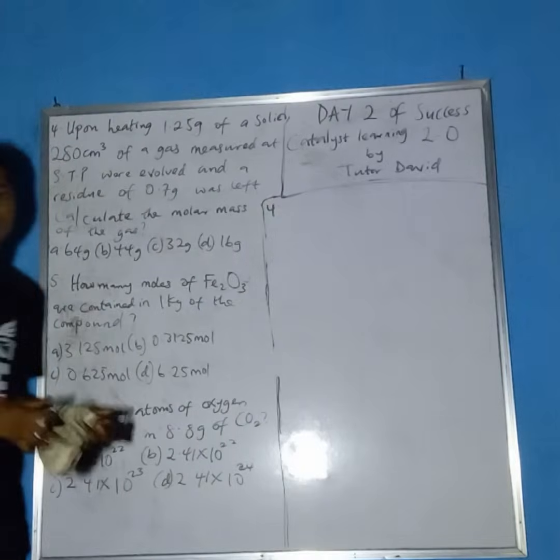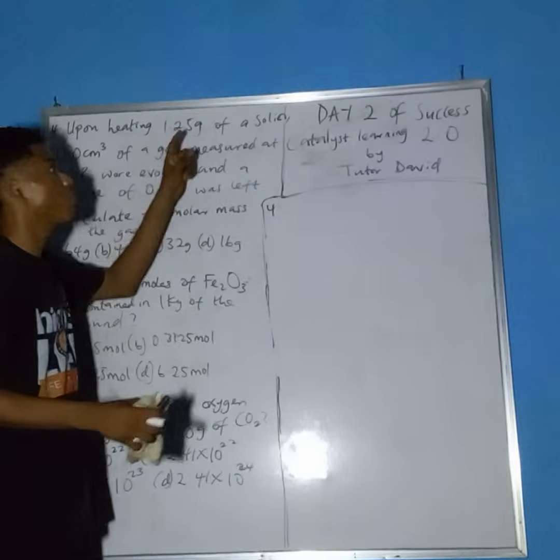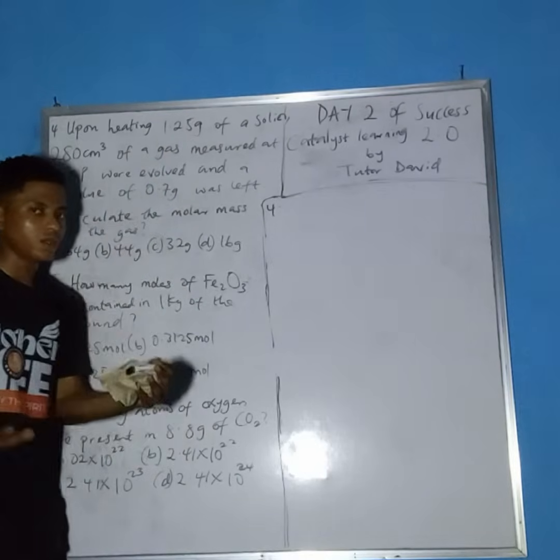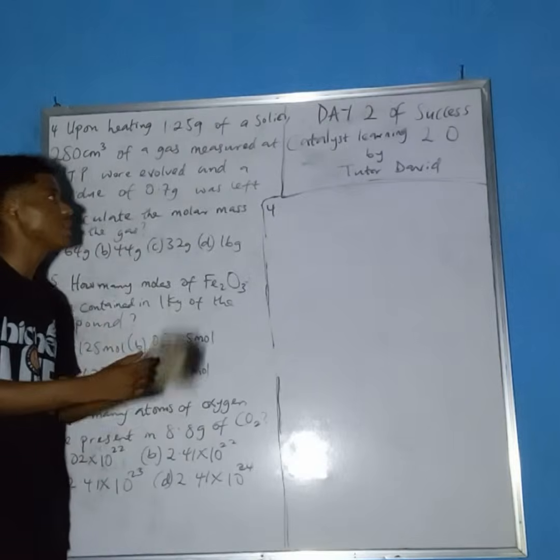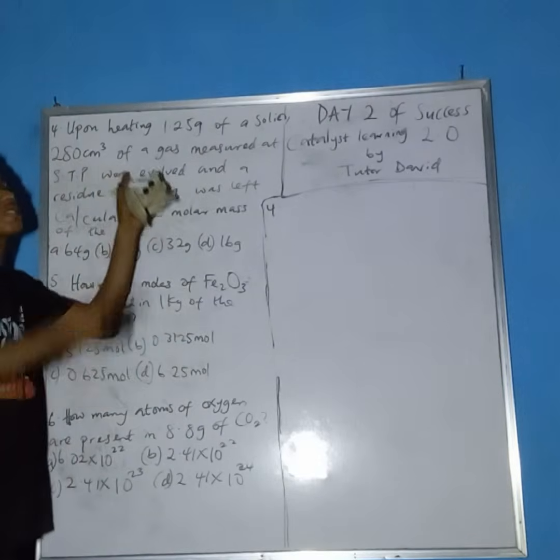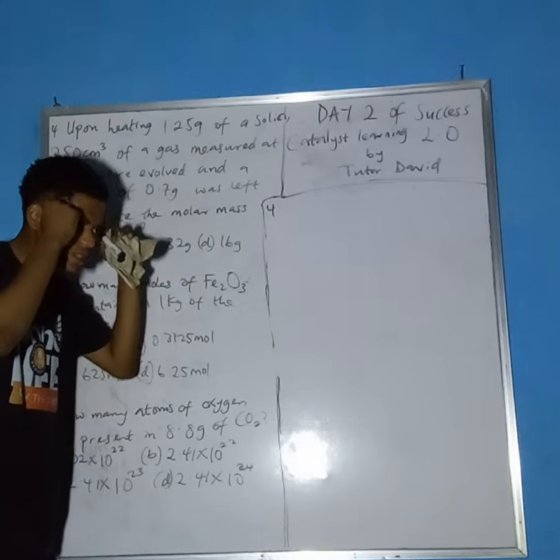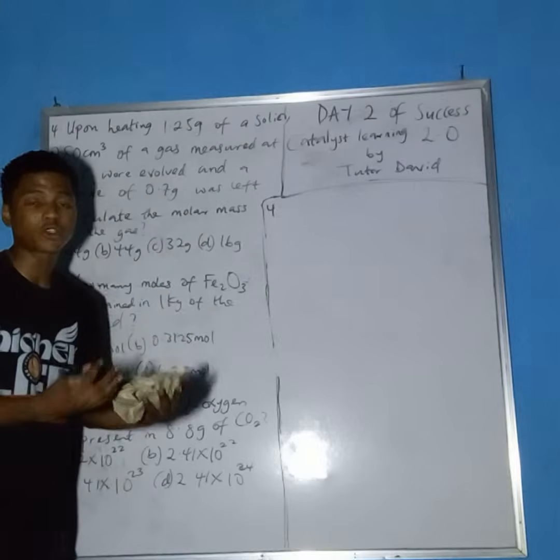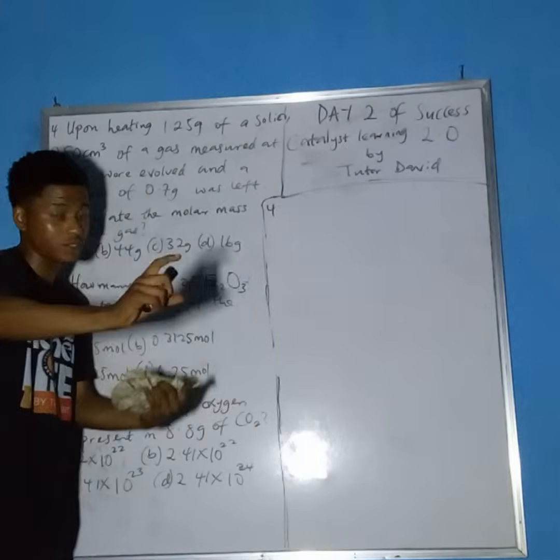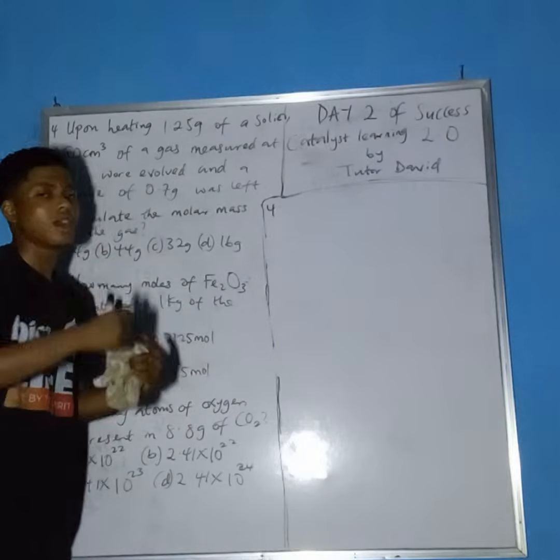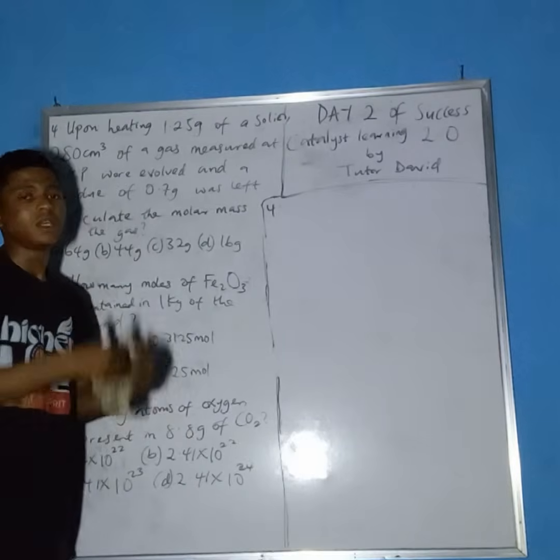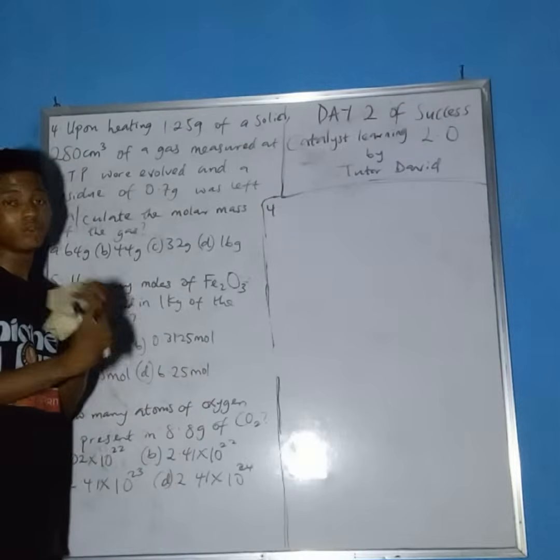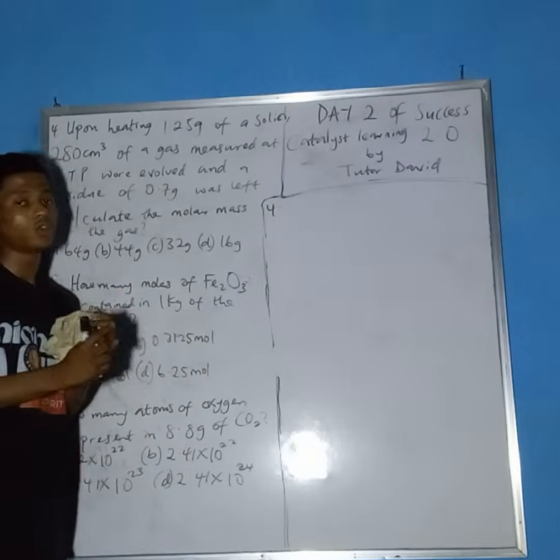They said upon heating 1.25 gram of a solid. That is to say that heat was added to the solid. Then they said 280 centimeter cube. When you see centimeter cube, what comes to your mind immediately is that it is gaseous, because volume is used for gas. And gas volume is usually measured in centimeter cube or decimeter cube, all right?